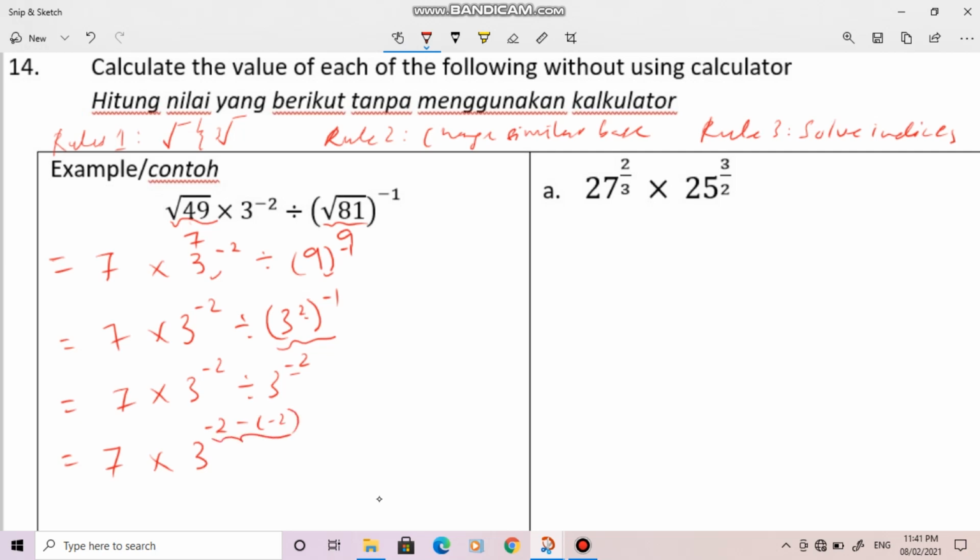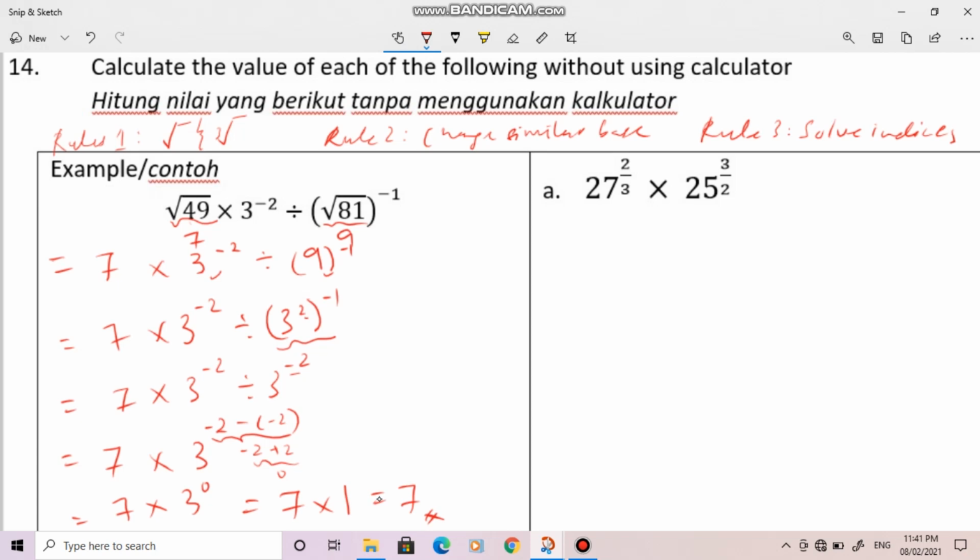So, solve for this one, class. Negative 2 plus 2, you will have 0, right? Okay. So, 7 times 3 power of 0. 7 times, anything power of 0 is 1, right? So, 7 times 1. So, you have 7.